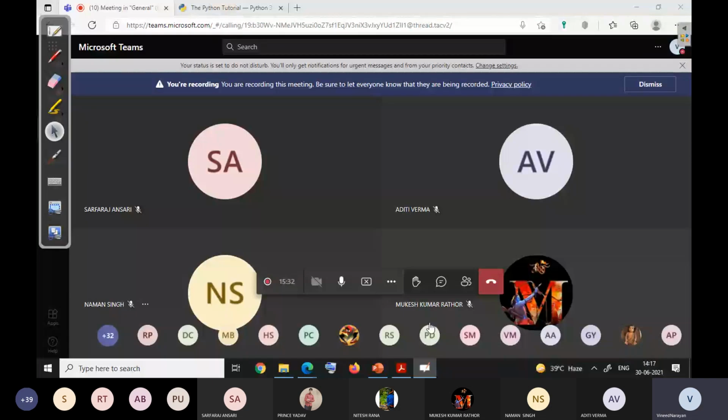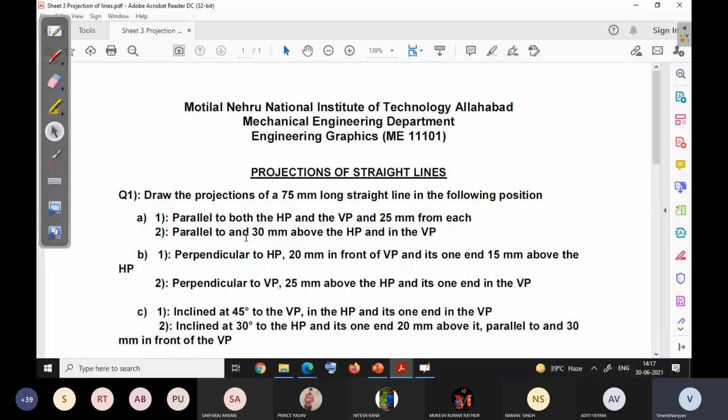Simple question. Same way you can draw. Now the second question is parallel to and 30 mm above HP and in vertical plane. So this time it is lying in vertical plane, but parallel to both the planes. Correct. It's lying on VP.